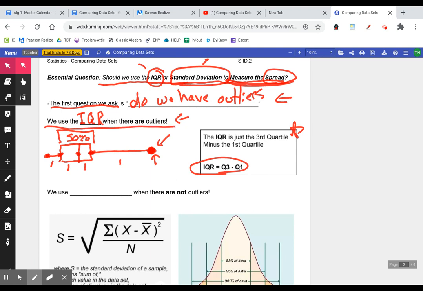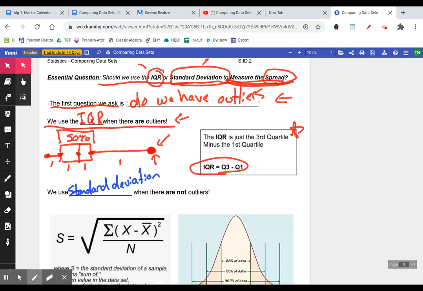The IQR focuses on that middle 50% and it ignores outliers, okay? So jumping down below here, we want to use standard deviation when there are not outliers. So if we get no outliers, we know there's none. We're looking at a data display, a graph, and we can tell that there's no outliers. It's very obvious. Or if we get a set of numbers and we mathematically check, are there any outliers? We're going to focus more on the standard deviation.